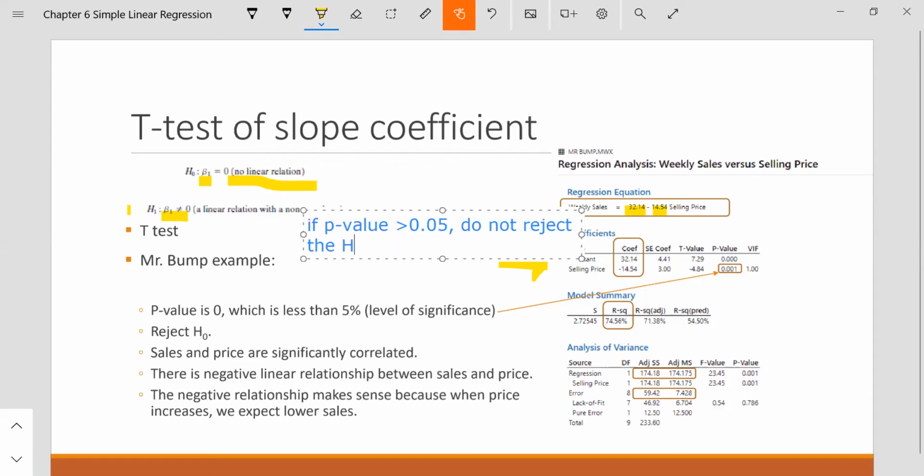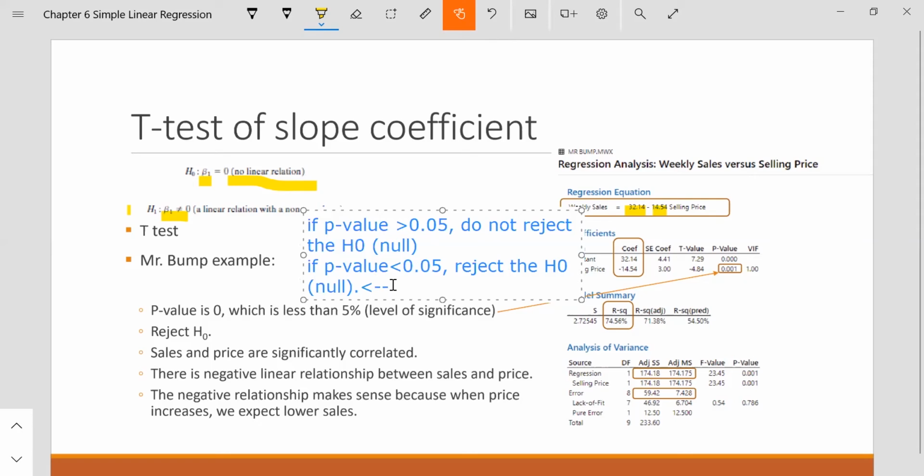I'm going to put H0 there and put a note that's the null hypothesis, okay? If p-value is greater than 0.05... If p-value is less than 0.05, reject the null hypothesis, which is H0. And I'm gonna say, this is the one we usually like.